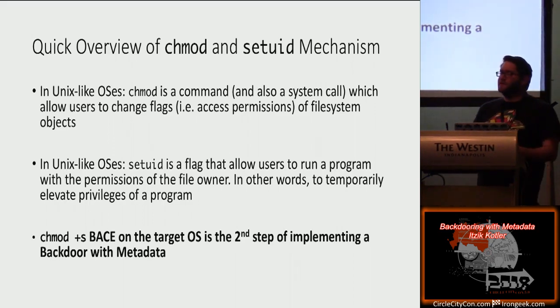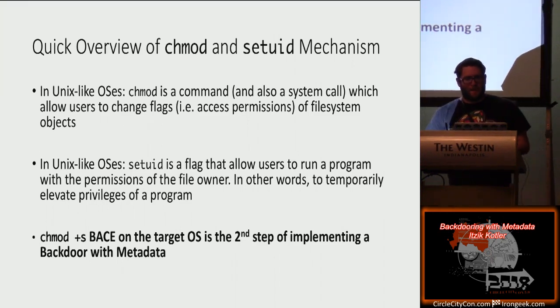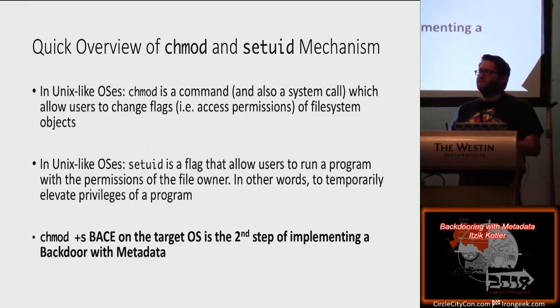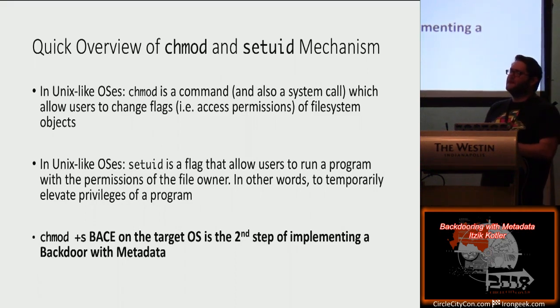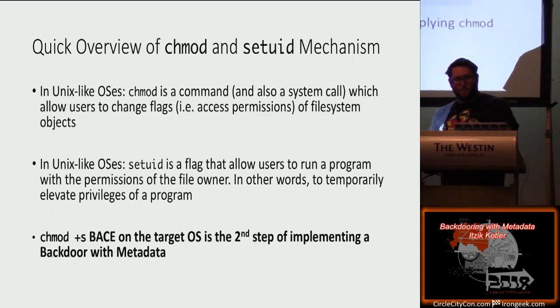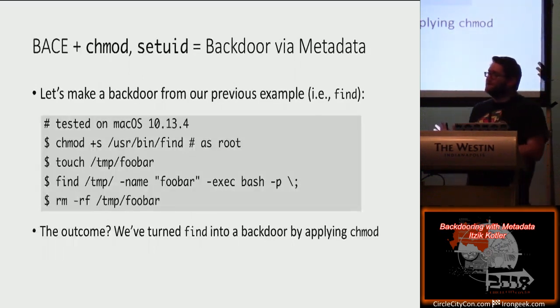And of course, the setuid mechanism, which is already baked into the kernel, allowing that application at will to become root whenever needed. And so completing these two parts together is what gives us the possibility of backdooring with the metadata. So without further ado, let's dive into an example.